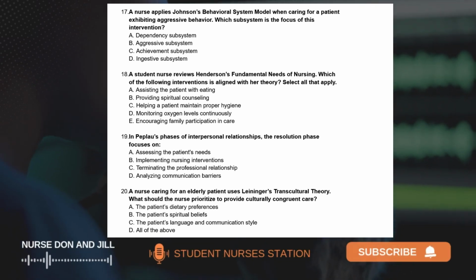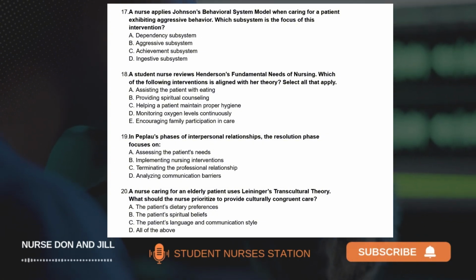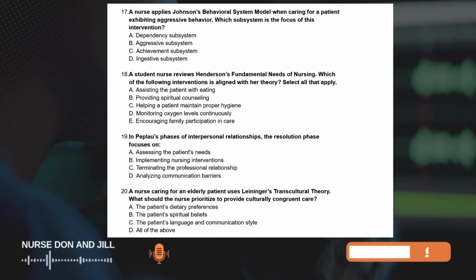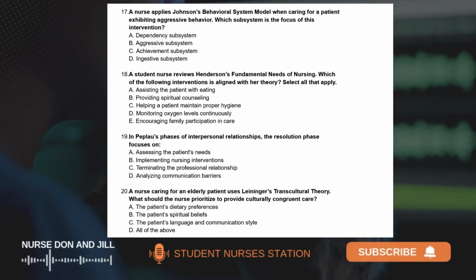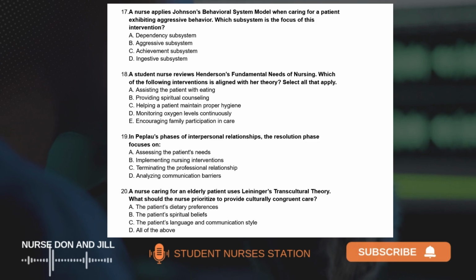Okay, Nurse Dawn, ready for the last question in this set? Bring it on, I'm ready. All right, here it is. A nurse caring for an elderly patient uses Leininger's transcultural theory. What should the nurse prioritize to provide culturally congruent care? Leininger's theory is all about respecting different cultures, right?